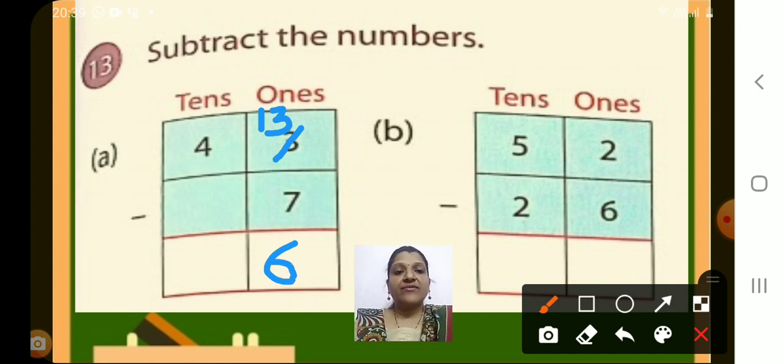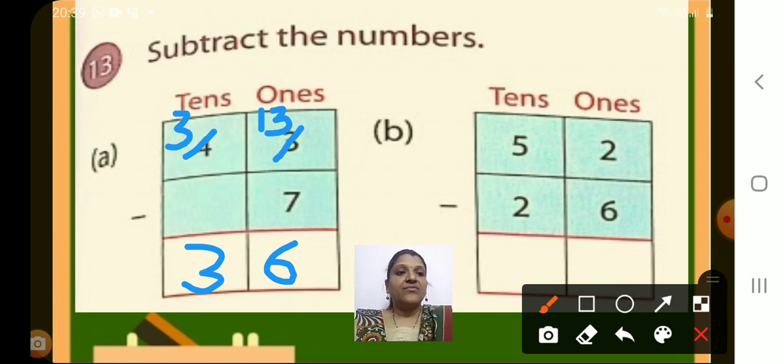Now as we have taken 1 at the ones place from the tens place, from 4 we have to subtract 1 and write the answer, that is 3, above it. So we have to strike off 4 and write the number 3 above it. Now we have to write the number 3 as it is in the answer. So the answer is 36.